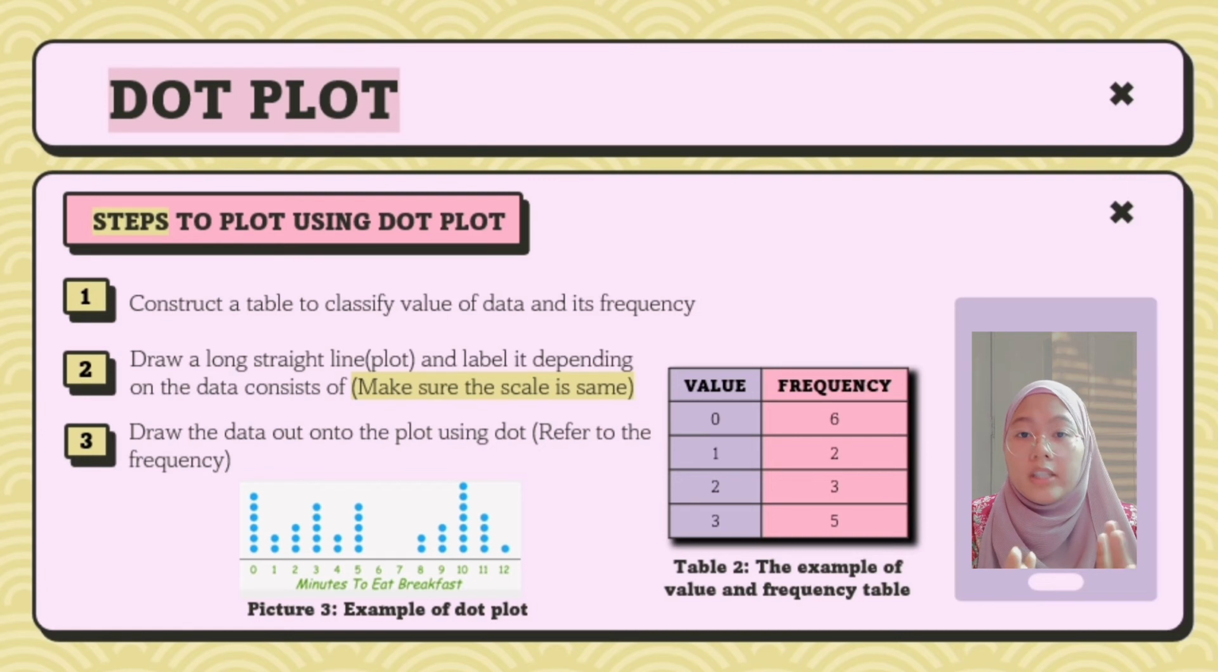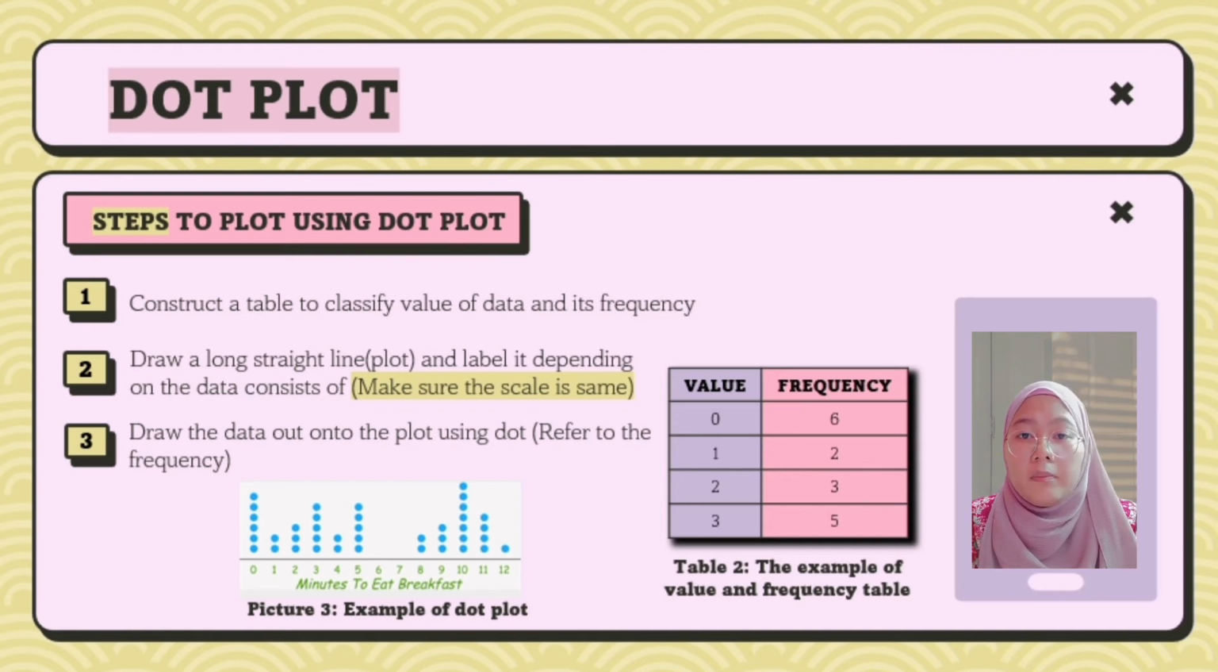So, to construct this plot, you need to know about the value for the data set, also the frequency for each value given. Okay, the first step is we need to construct a table to classify a value of data and also its frequency. You can look at the picture below, and the given value is number 0 until 12, right? For each value, you need to count its frequency. For this plot, we will use dot to represent the value or points.